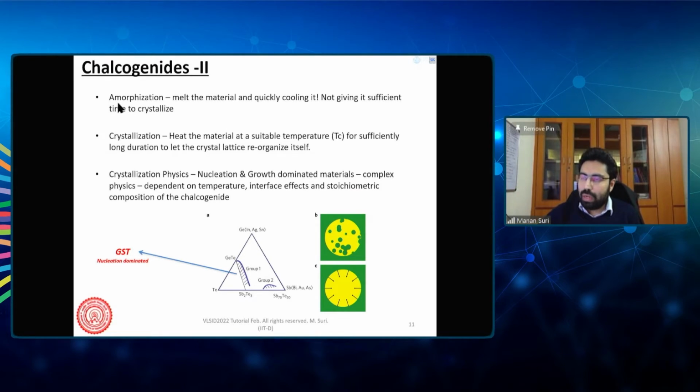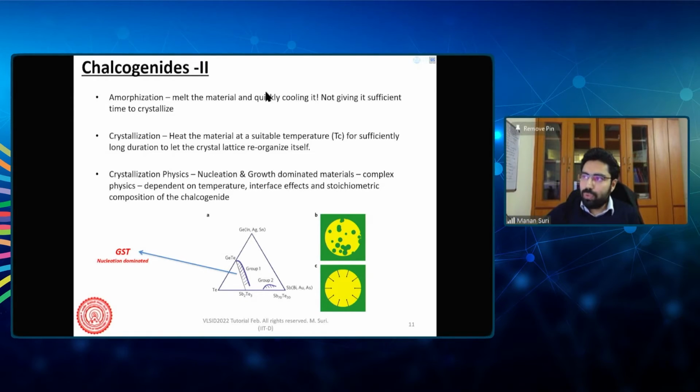So how does one realize amorphization, or how does one actually amorphize the material? The key here is that when you're trying to amorphize the chalcogenide material, or create an amorphous region, you need to melt the material and then you need to quickly cool it. So the important terms here are melting and quick cooling. Melting means you need to cross its TM, or its melting temperature. You need to provide sufficient heat to it.